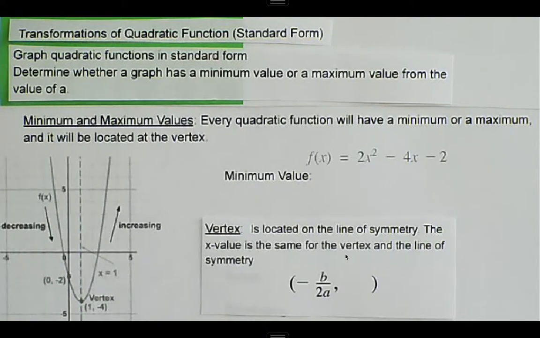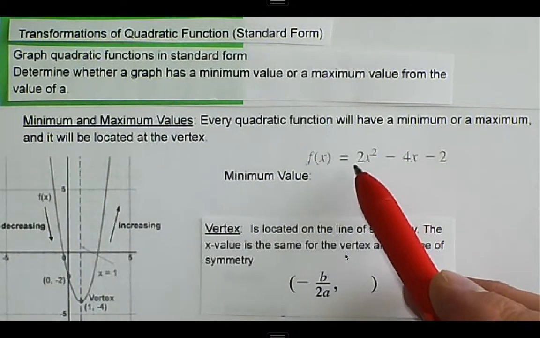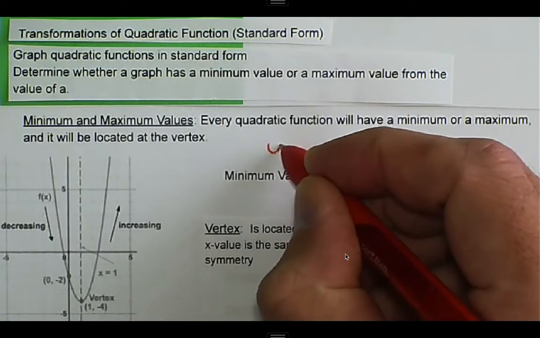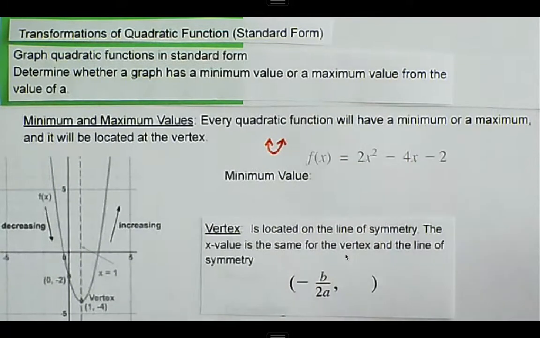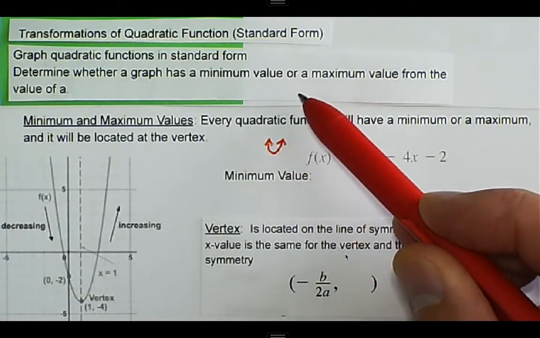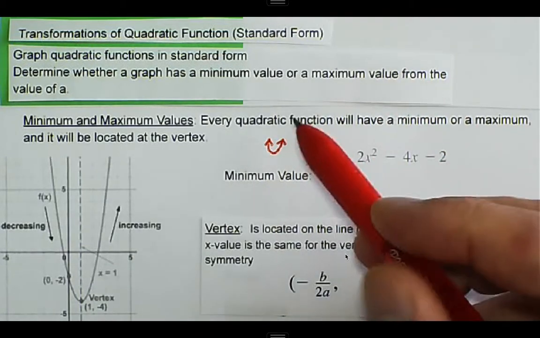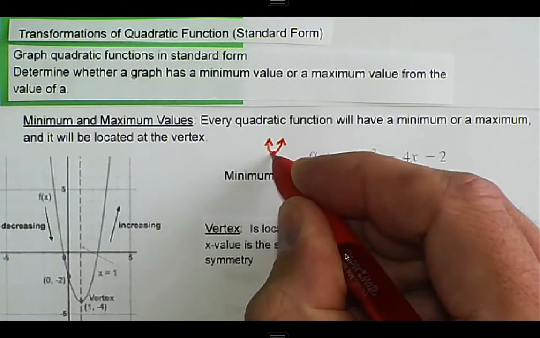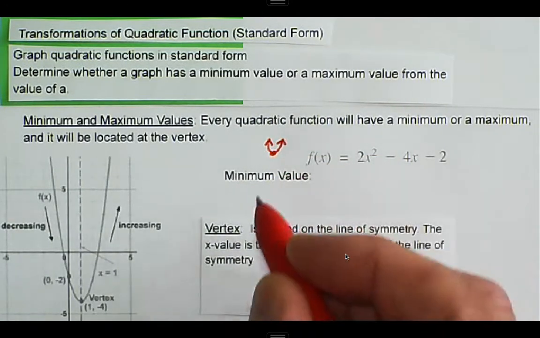We're talking about transformations of quadratic functions in standard form, and we want to graph quadratic functions and determine whether the graph has a maximum value or a minimum value based on the a value. So we should be able to tell right now that the a value is positive, and our graph should open up like this. These arrows represent that the graph is going to continue in this direction and never stop. So that means there's no point where we're ever going to reach the maximum. However, at the bottom here, there's the lowest point. And so for this graph, we are going to have a minimum.